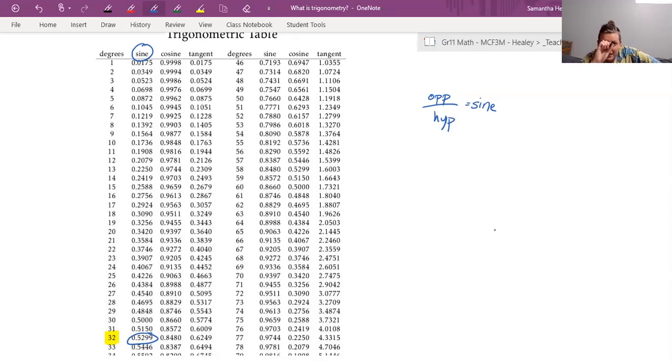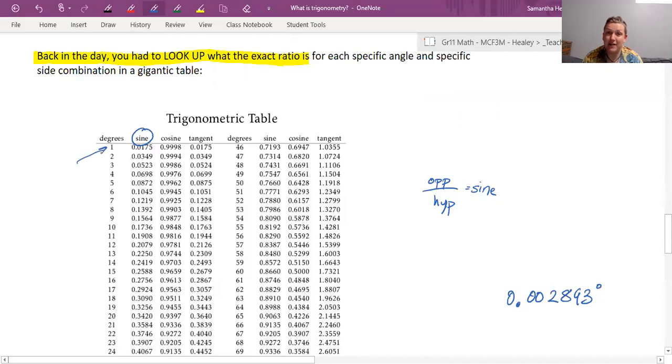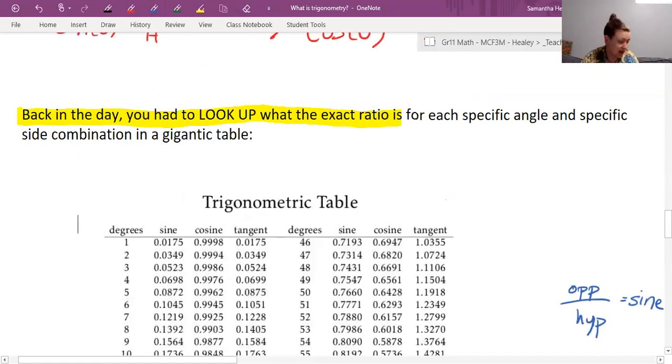So if you're looking at a star and then you measure the angle from that star to another star, it's going to be something tiny. Sometimes it could be like 0.00289 degrees. And you'll notice that's not an option on here. So you have to go to an even more specific trigonometric table and an even more specific one, and it got really complicated.